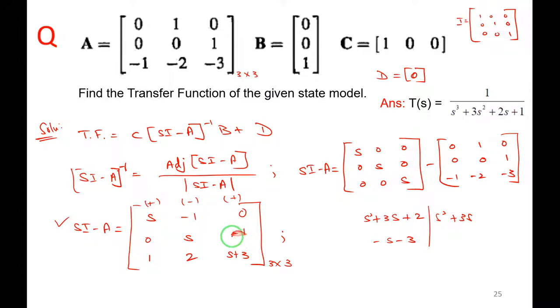The next cofactor of this minus 1. So leave this row, leave this column. Leave this row and leave this column, right? This row we will leave, this column. 2S, right? 1 into 1, minus into minus, so plus 1, 2S plus 1.